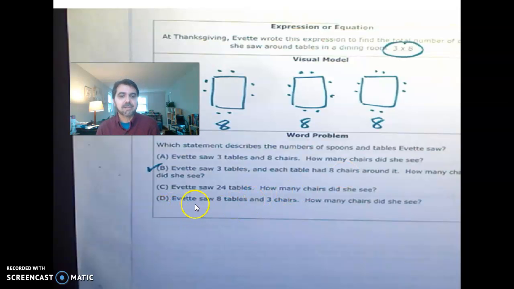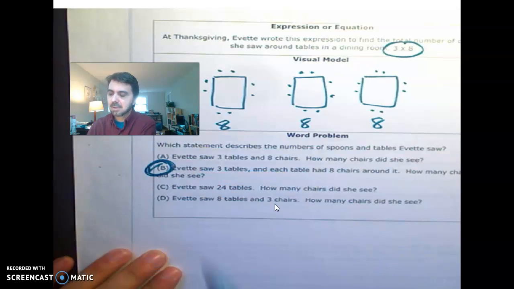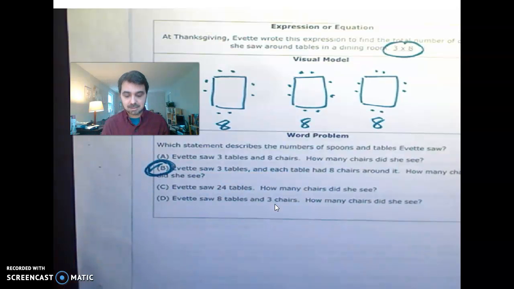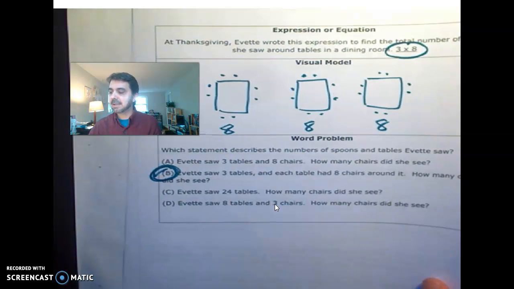All right, last one. Yvette saw 8 tables and 3 chairs. How many chairs did she see? Well, that doesn't represent 3 times 8. That just says she saw 3 chairs. So the only one that makes sense is this one, right? That's the only one that makes any sense. She saw 3 tables with 8 chairs around each table. Okay? All right, let's go on to the next one.